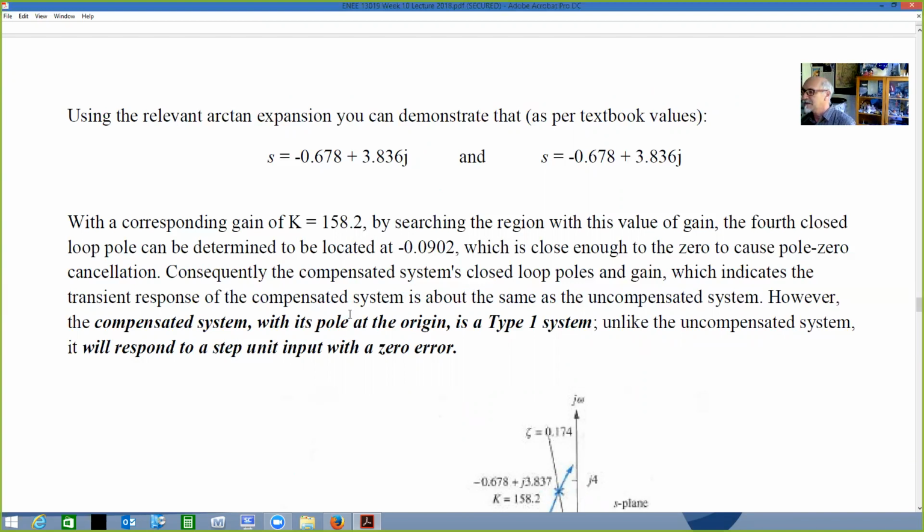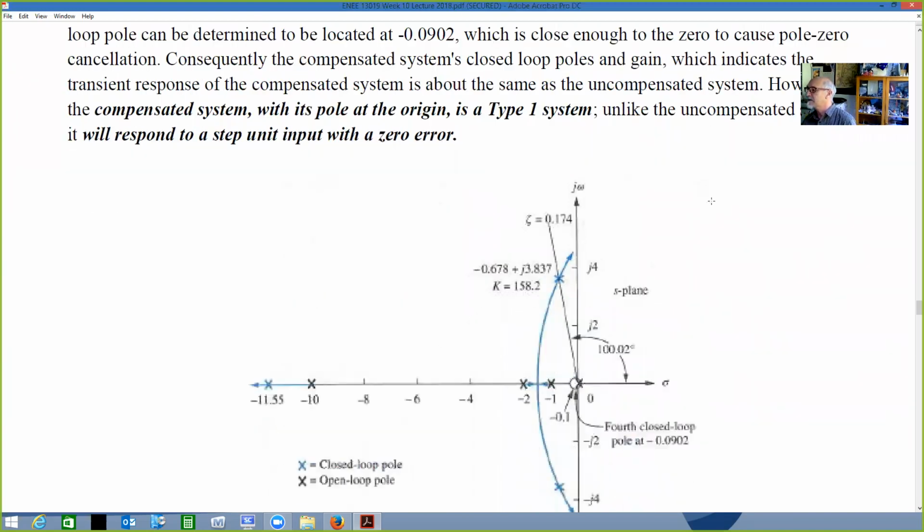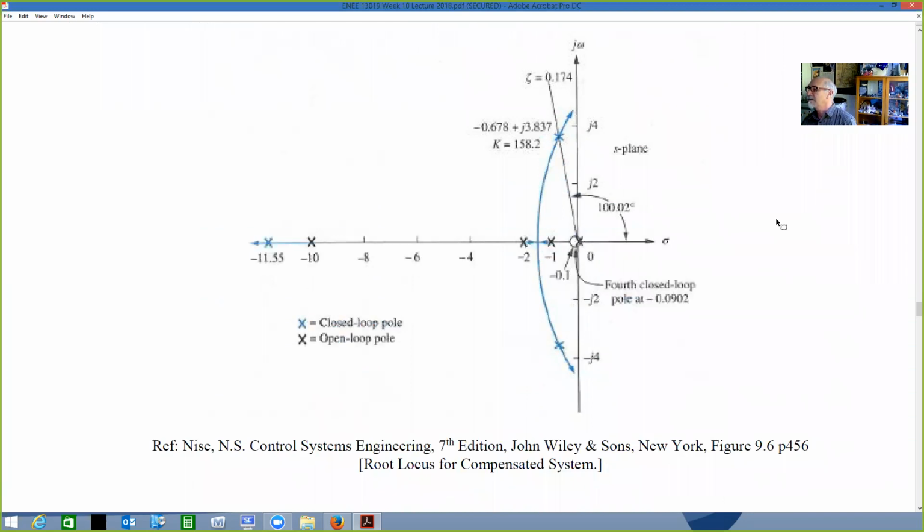However, the compensated system with its pole at the origin is a type 1 system, unlike the uncompensated system, which will respond to a step input with a zero error. So basically, we plot in now all our values, and we've been able to plot in our fourth closed loop pole. Looking across from our damping ratio line, our new zero occurs here near the origin. It's so close to the origin that it doesn't matter, but we're getting cancellation from those things.